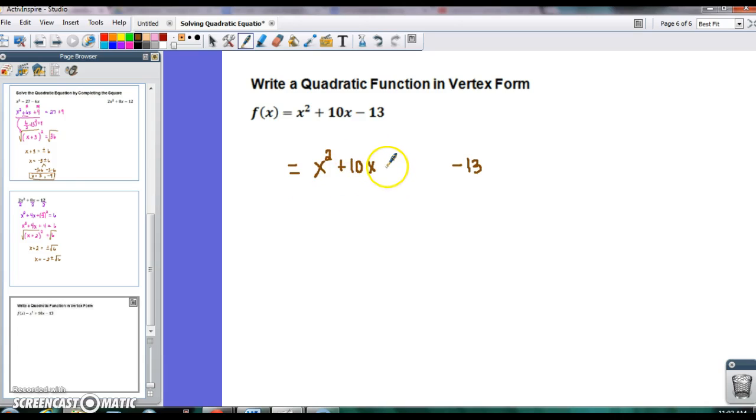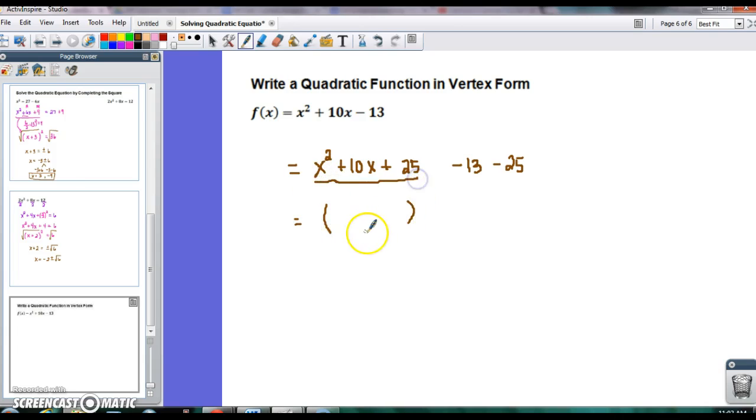I'm going to go ahead and complete the square here, which means I'm going to take half of 10, which is 5, and I'm going to square it. Square 5, I get 25. Okay? Because I added 25 to my equation, then I also need to subtract 25 from my equation to keep that same equation as it was. I don't want to alter the value of it.